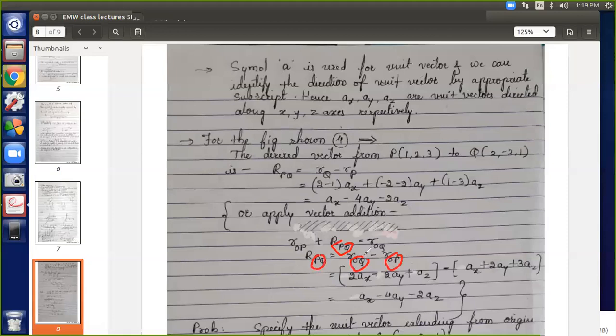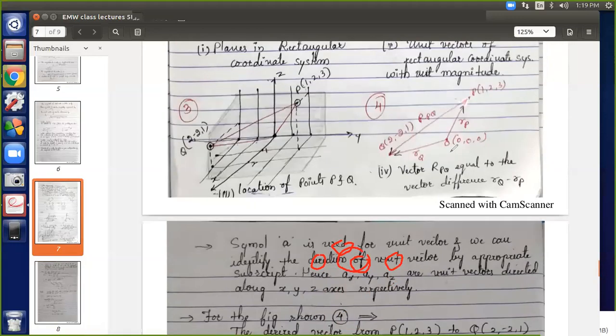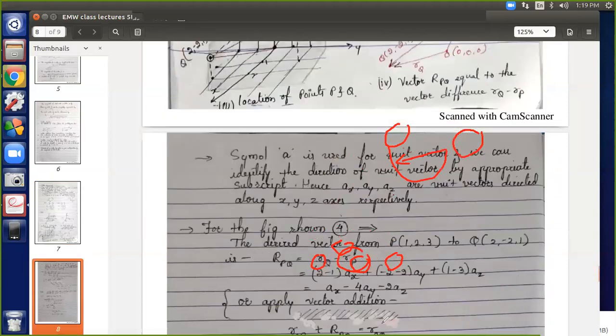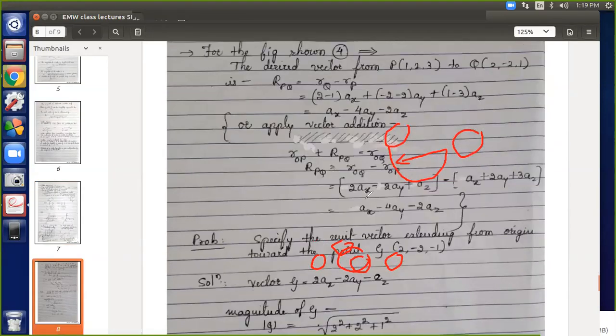Now, how to get this? R_OQ. So the Q point, we know it. The O point, we already know. This minus this: 2 minus 0, minus 2 minus 0, 1 minus 0. That is the same: 2, minus 2 and 1. 0, 0, 0 anyhow, doesn't matter. So we will get this.